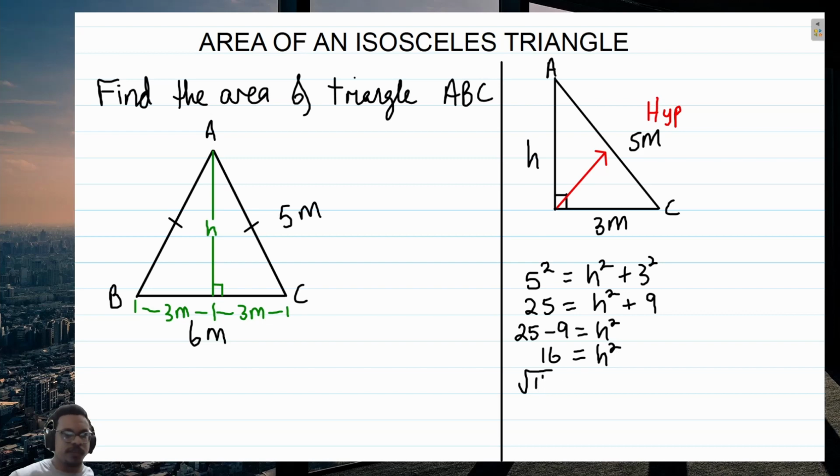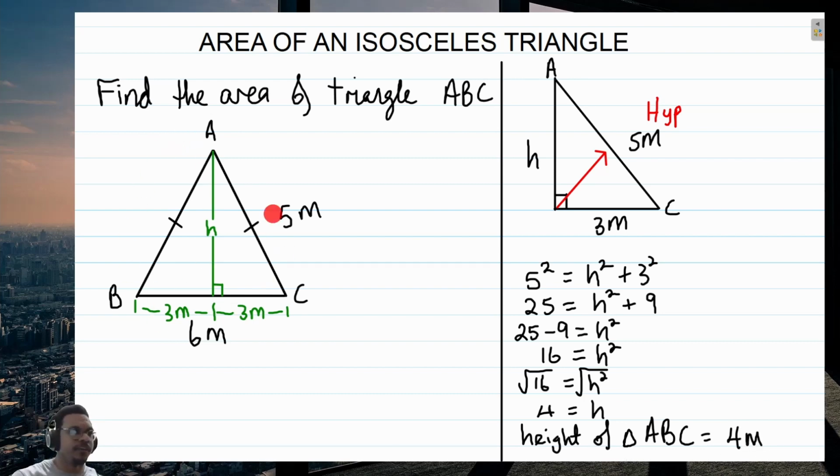And now I'll take the square root on both sides of the equal sign. So the square root of 16 is 4. And the square root of h squared, the square and the square root cancel each other and you remain with h. So I'll have the height of triangle ABC is equal to 4 meters.